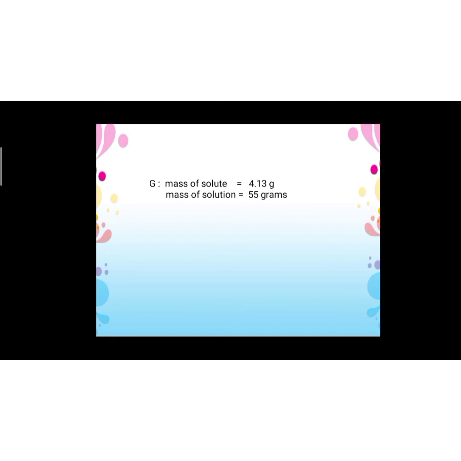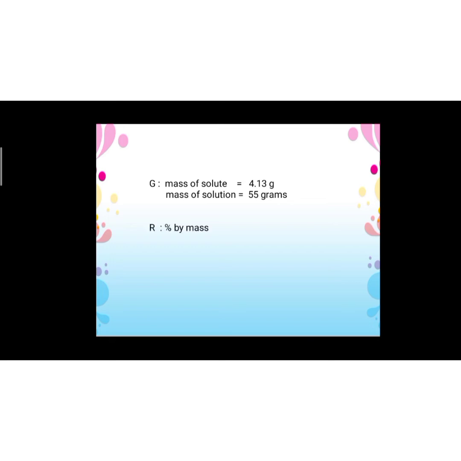A 1 peso coin has a mass of 5.5 grams containing 4.13 grams of copper. So, hinahanap natin yung percent by mass. Again, the formula is percent by mass equals mass of solute divided by mass of solution times 100. Given: the mass of solute is 4.13 grams, and the mass of solution is 5.5 grams.